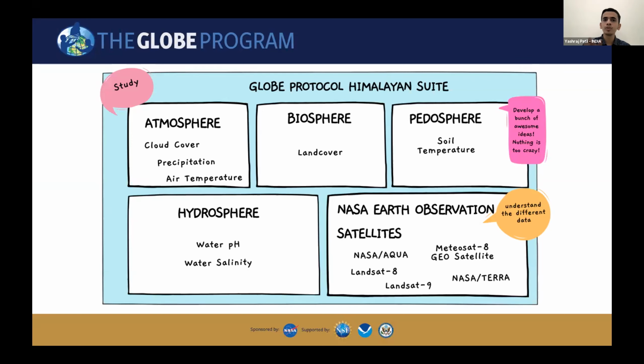I collected that data for cloud cover purposes, so that I could match it with the satellite data and get a specialized report from the NASA Langley Research Center. This was all about the GLOBE protocol Himalayan suite that I designed, and that actually changed while I was at the site. What you predict or assume and what actually happens in reality totally differ from each other.